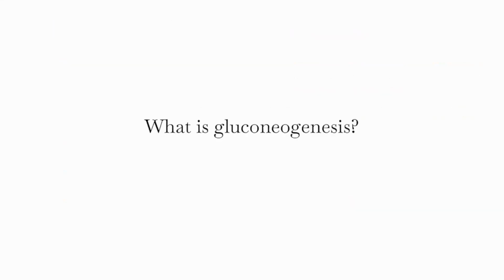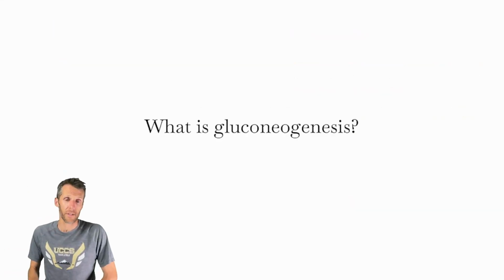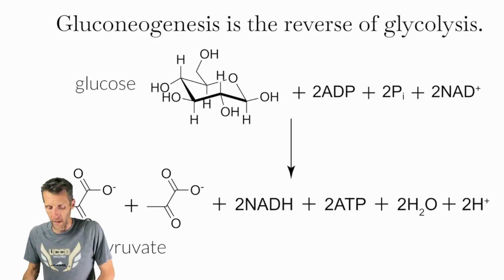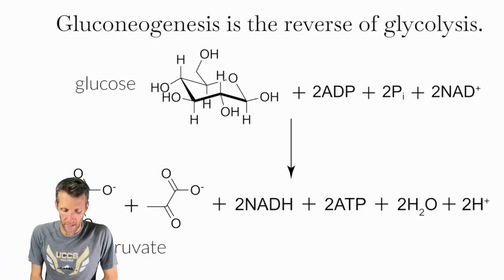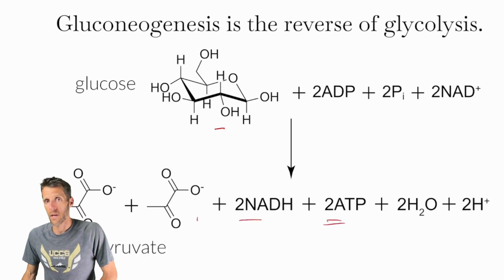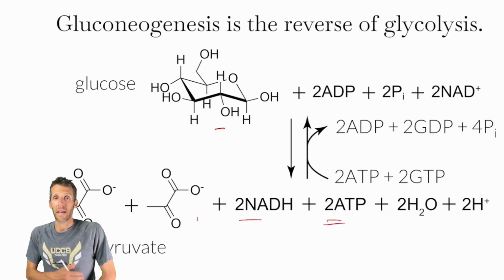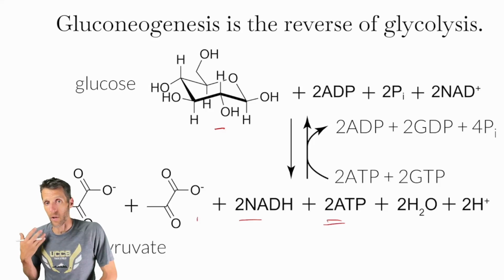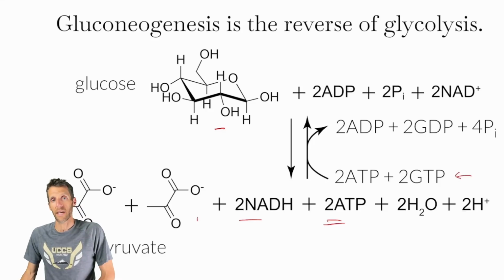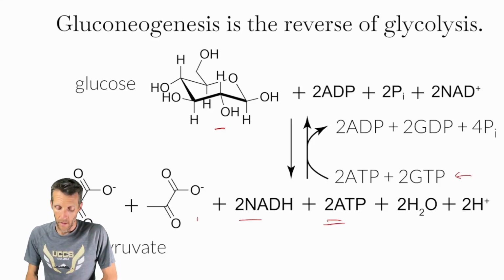All right, so what are we going to talk about? First, what is gluconeogenesis? Gluconeogenesis is simply the reverse of glycolysis. In glycolysis, we take a glucose, we make some pyruvates, we spit out some ATPs and some NADHs. Gluconeogenesis is the exact reverse at the level of the glucose and the pyruvate. In many of the molecules, it's just that we're going to add in some extra ATP consumption along the way.